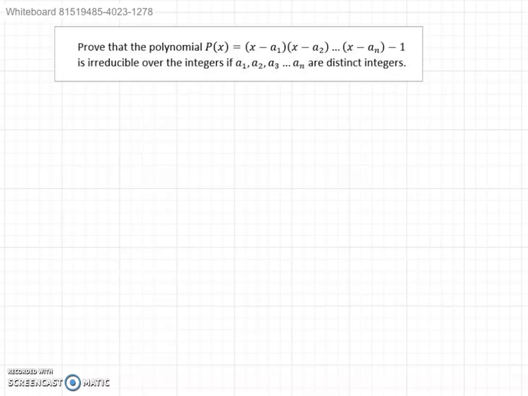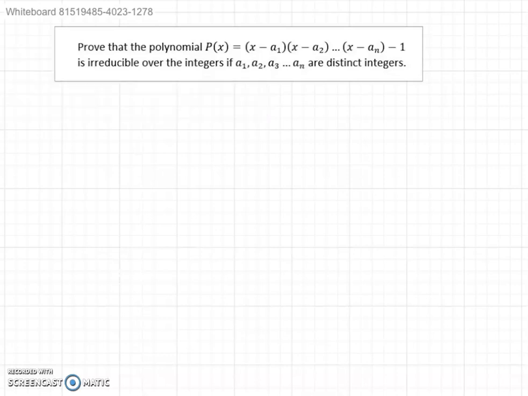Today I'll be proving that the polynomial p of x equals the product of (x minus a1), (x minus a2), and so on up to (x minus an), subtracted by 1, is irreducible over the integers if all the numbers a1, a2, up to an are distinct integers. Okay.